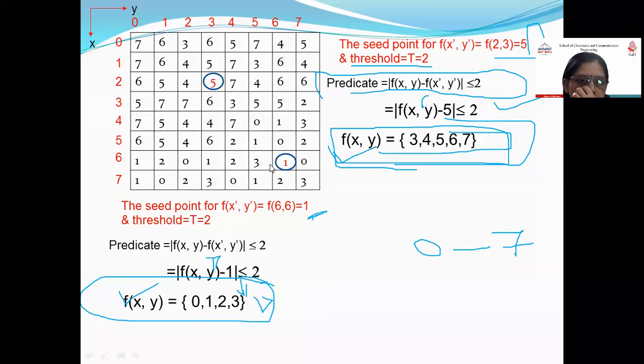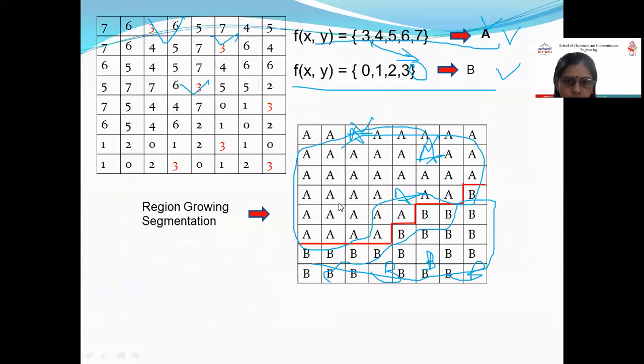Then we can start with this as another seed as shown here, and we can go on growing the region. So as shown here, all these pixels, they will be combined in one group. So all the pixels and all the pixels here, they will be combined in another group. So we check for threshold as less than or equal to 2. Difference should be less than or equal to 2.